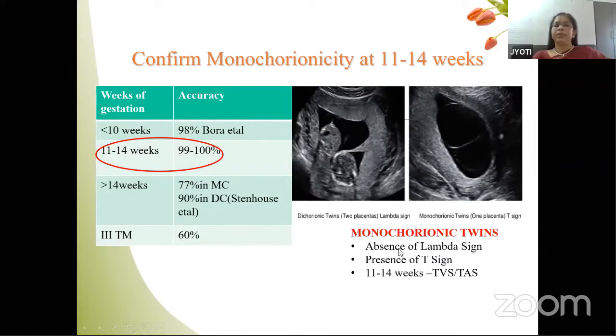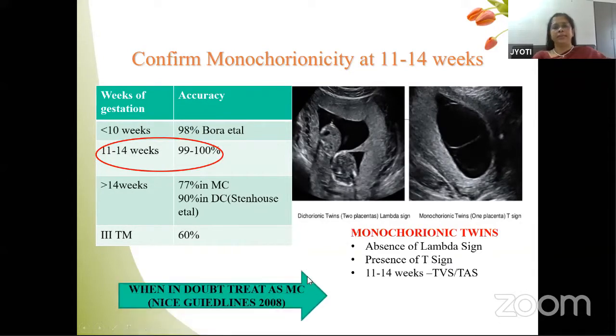And how do we do it? We find that there's no lambda sign, which is a sign of a dichorionic pregnancy, where the placental tissue grows in between the membrane. Whereas here you have a T sign, and you are always supposed to do it at 11 to 14 weeks by a TAS or TVS. But if you have missed it, when in doubt, always treat that pregnancy as monochorionic. That is what the NICE guidelines say.